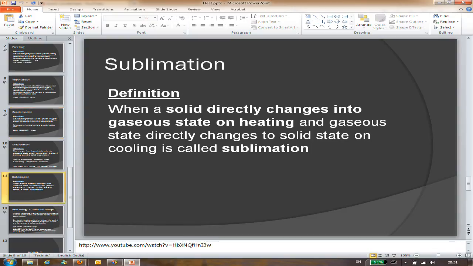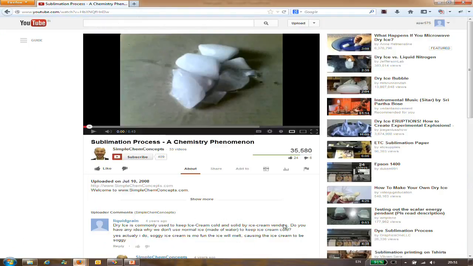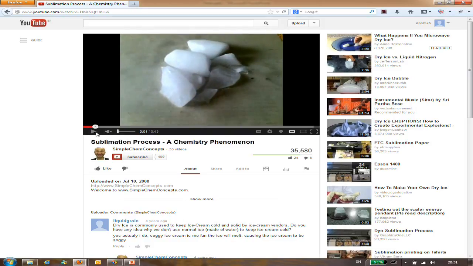Let me show you an example here. So this is showing a process called sublimation, right? So what is happening here? What you see here is nothing but dry ice. I don't know what you have heard about dry ice. Dry ice is carbon dioxide in solid state. I know that there's a lot of carbon dioxide in the atmosphere, but it's in gaseous state. But I can cool this carbon dioxide and make what you call dry ice. So what you see here is dry ice, which is carbon dioxide in solid state.